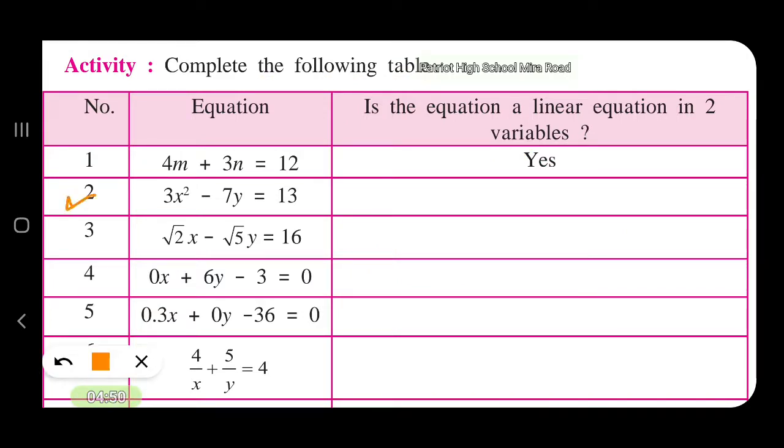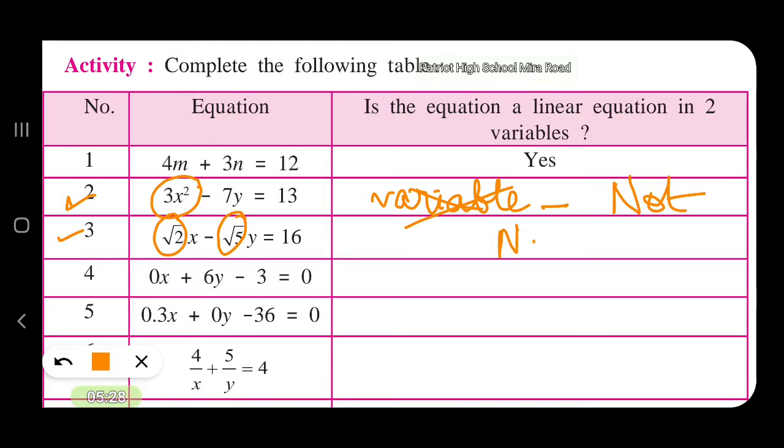Second question, here we have one of the variables raised to the power 2. So variable x is raised to the power 2. Therefore, it is not a linear equation in two variables. Third, root 2 and root 5 are not real numbers. Therefore, this also is not a linear equation in two variables.